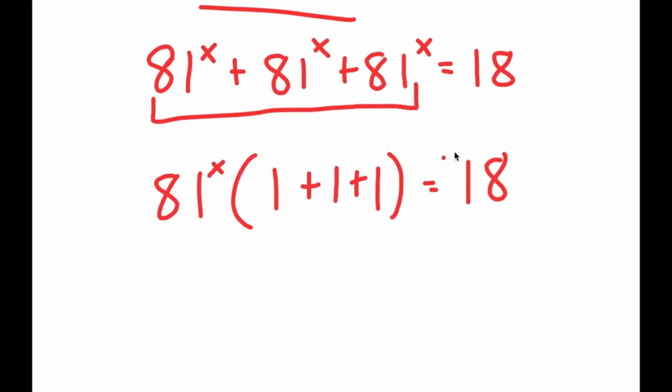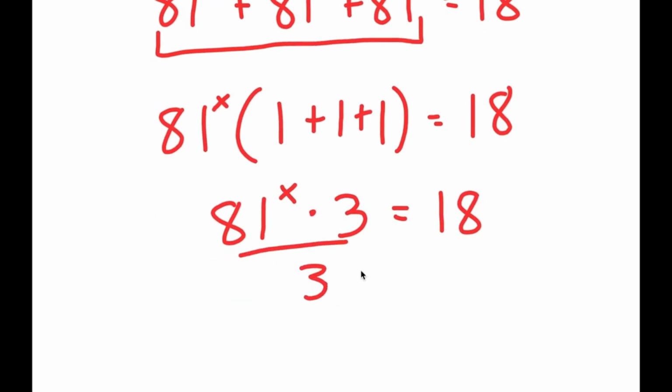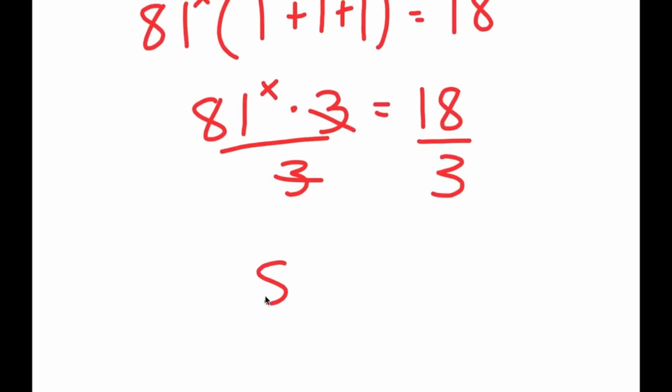Now 1 plus 1 plus 1 is 3, so I get 81 to the power of x times 3 is equal to 18. Now if I divide both sides by 3, these two cancel out, and I get 81 to the power of x is equal to 18 divided by 3, which is equal to 6.